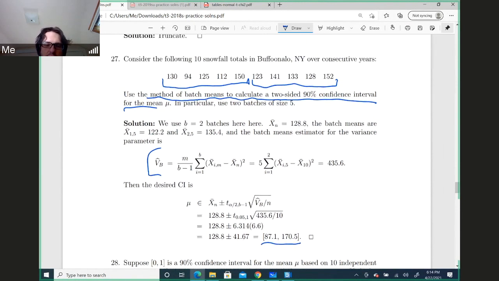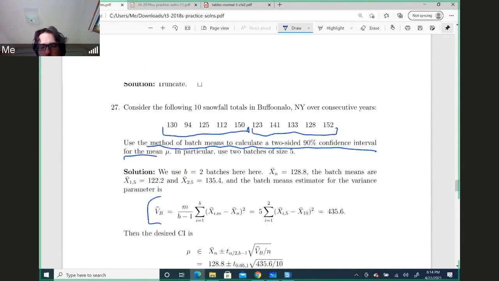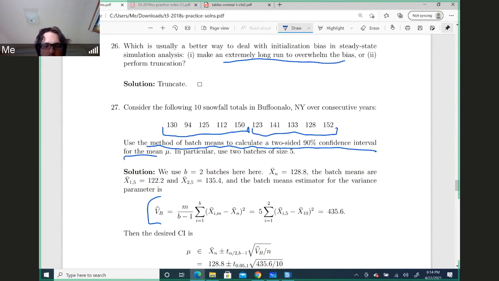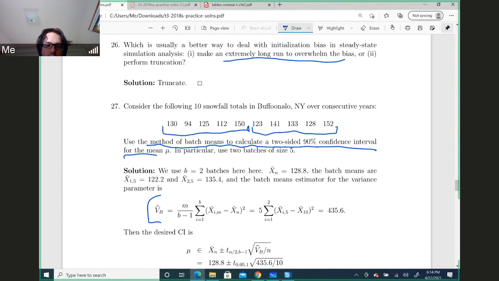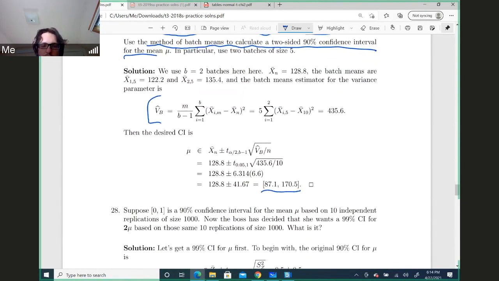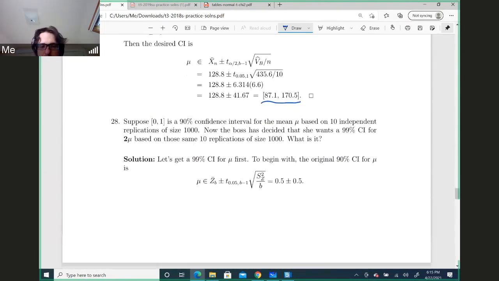The key here is knowing which equations to use when, because this is using the batch means equations, whereas earlier we were doing the method of independent replications. And the equations are generally similar, but there are sometimes small differences, so it's good to know that and know which ones to use when.